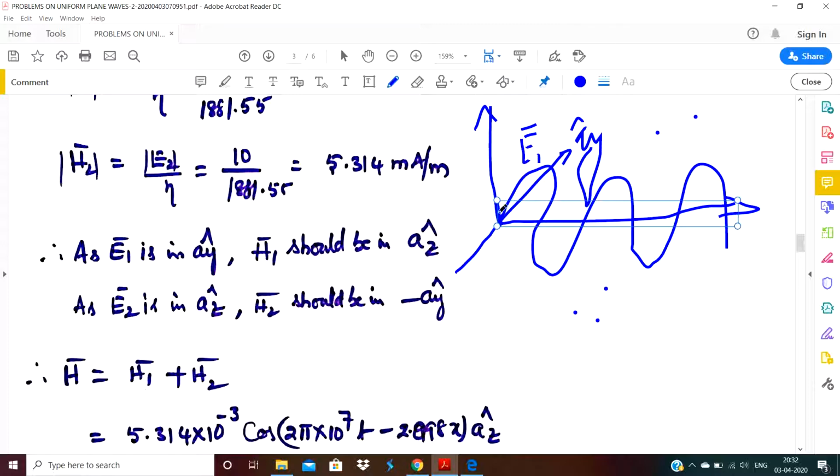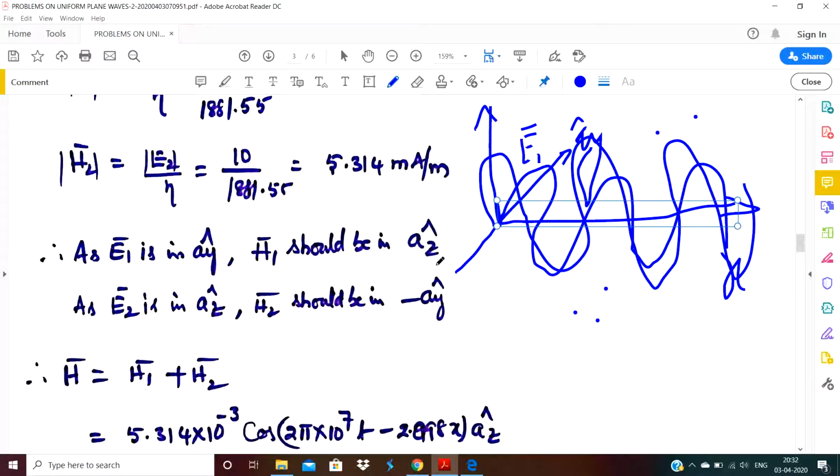Suppose E1 is along the y direction, and x is already there, so H1 should be perpendicular to E1, meaning it is a vertical component like this. So based on this, if E1 is along the y direction, this H1 should be along the z direction. That is how we can calculate the direction of H1. E2 is along a_z. After a_z, because the direction of propagation is already x, z to x, it is not z to x, x to z.